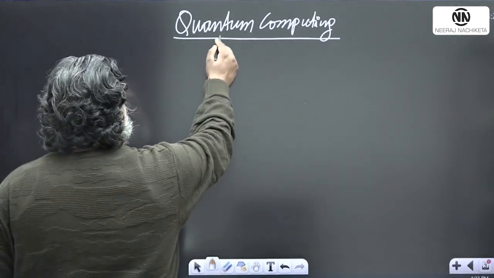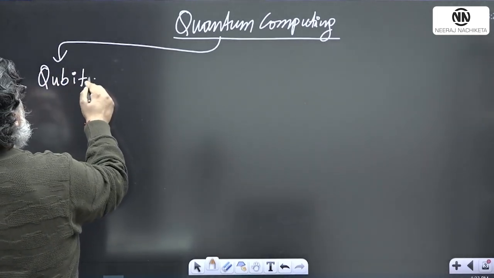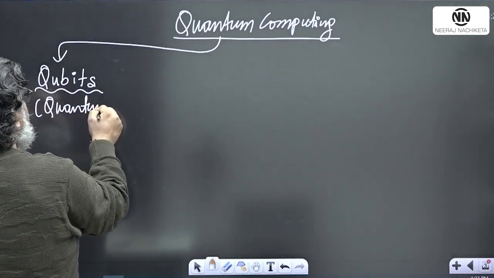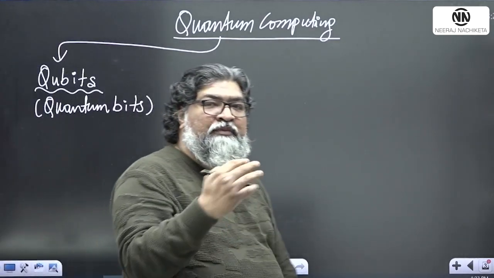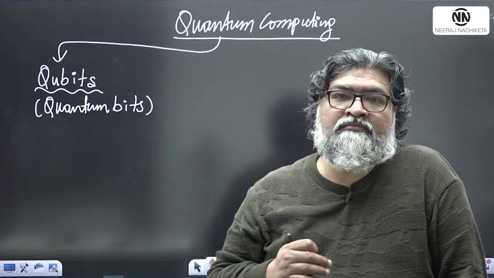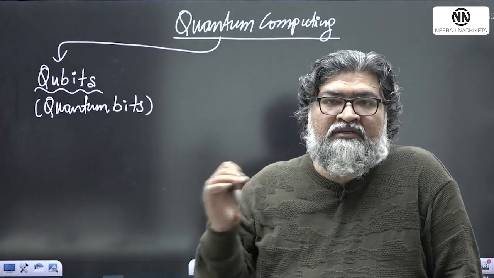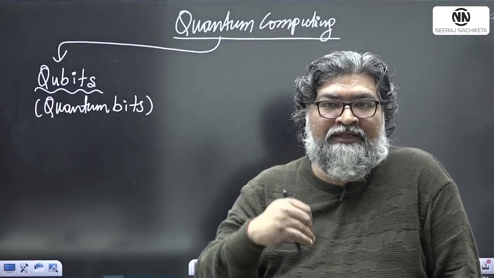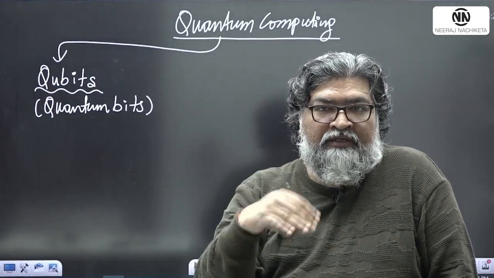So here, the first thing is that the information is encoded in terms of quantum bits. Now what are these quantum bits? Quantum bits are based on principles of quantum mechanics. They follow laws of quantum mechanics like superposition, entanglement, interference, tunneling. Based on that, the states of quantum bits are generated where the data can be encoded and processed.